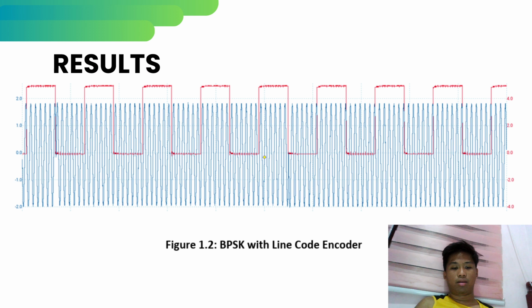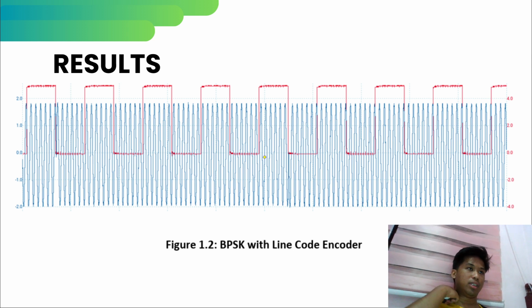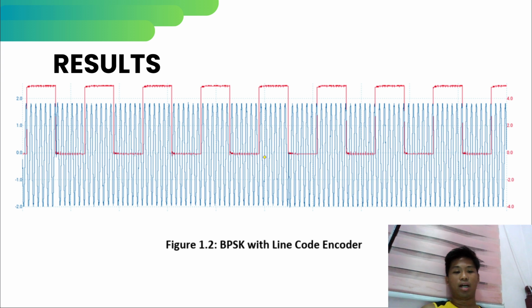Moving on to Figure 1.2, the BPSK with line code encoder module. In this activity, the result we gathered is due to the line encoder being present in the second method of producing a BPSK signal, wherein the phase shift is still distinctly irregular using this method, but this method differs in that it occasionally causes a phase shift when a logic 1 switches to logic 0.